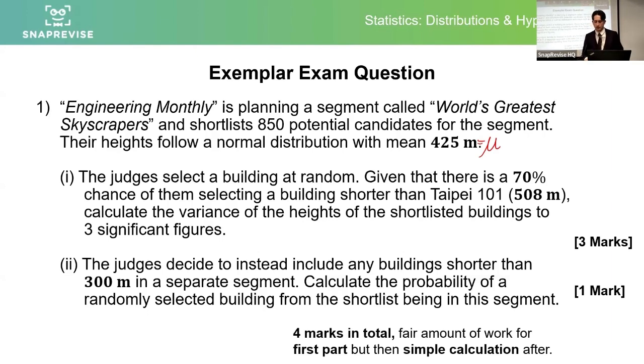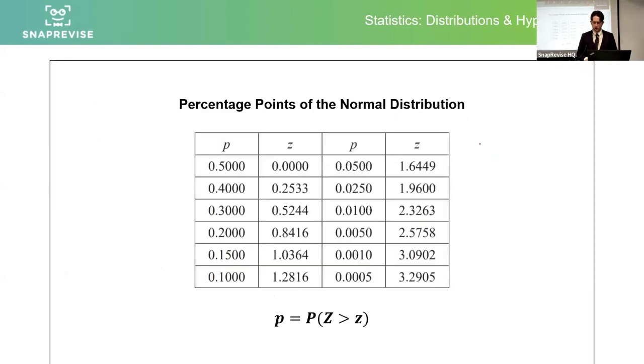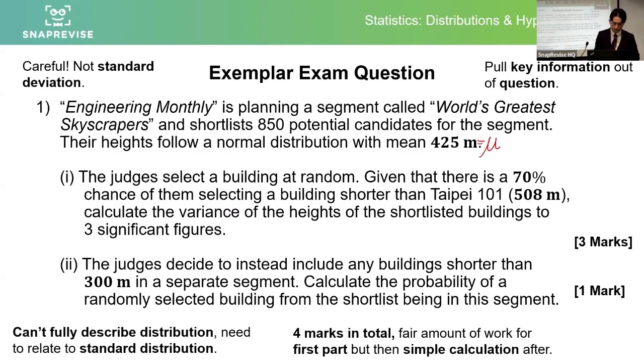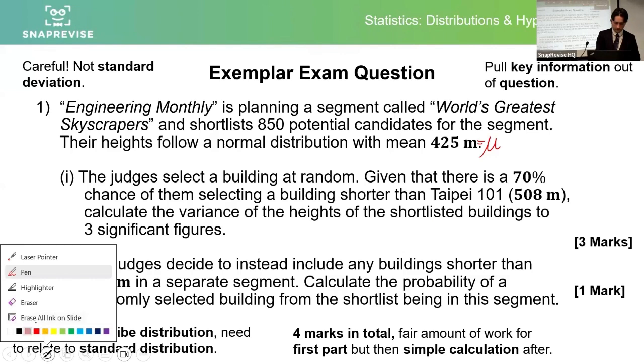The judges select a building at random, given that there is a 70% chance of them selecting a building shorter than the 508-meter sized building, which is a key value. Calculate the variance of the heights of the shortlisted buildings to 3SF, and the judges decide to instead include any building shorter than 300 in a separate segment. Calculate the probability of a randomly selected building being in this segment. So there's quite a lot going on, a lot of context, a lot of numbers as well. So let's have a little look.